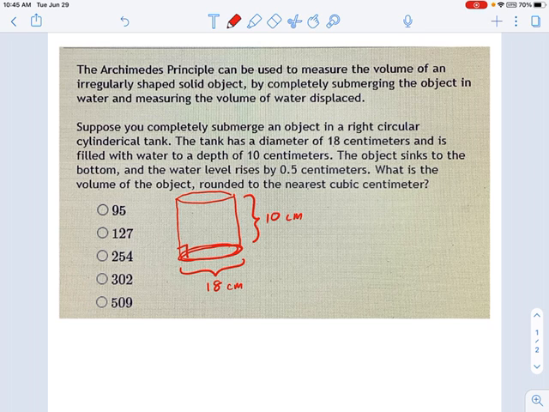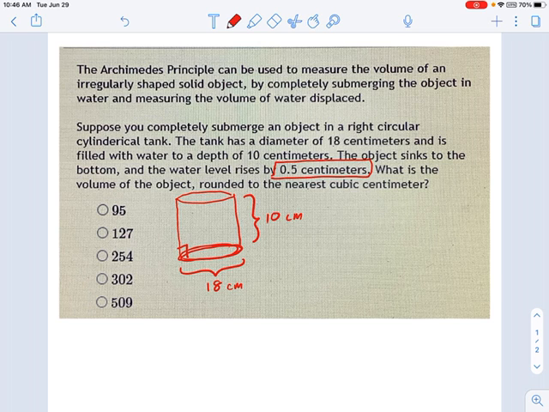What you might do by accident is calculate the volume of this picture that I drew here. That would not be correct, because what we're not doing is measuring the water volume. We're measuring the change in water volume. Okay, the change in water volume has to do with this 0.5 centimeters right here.